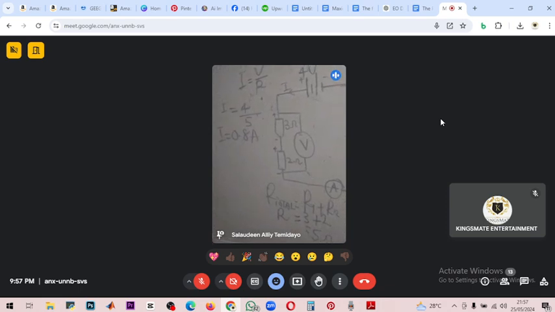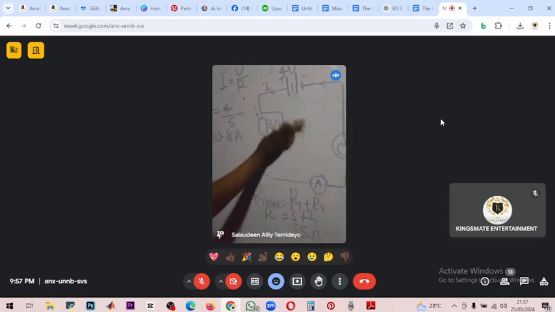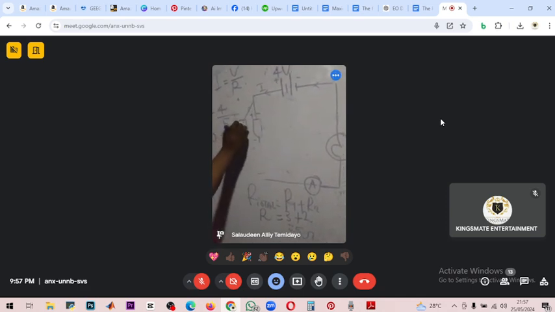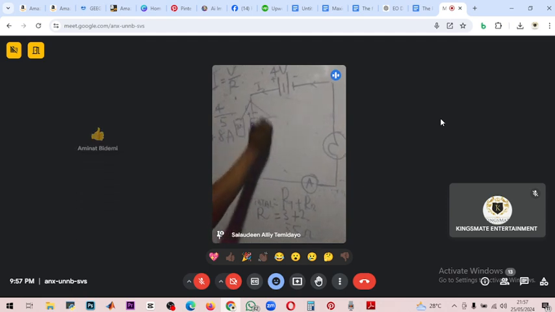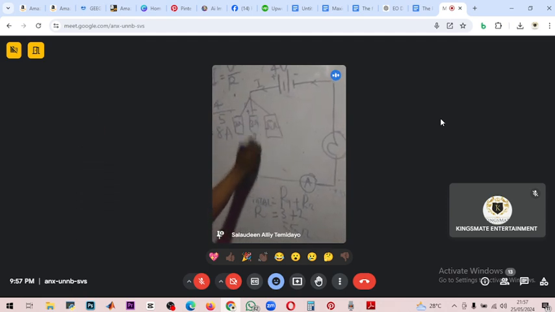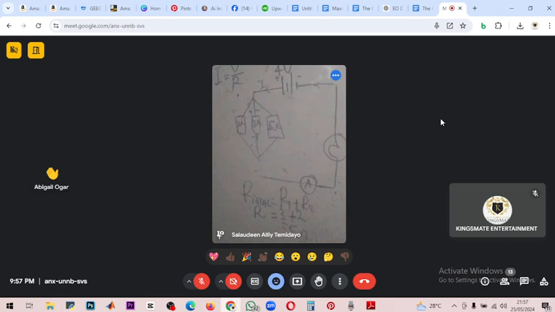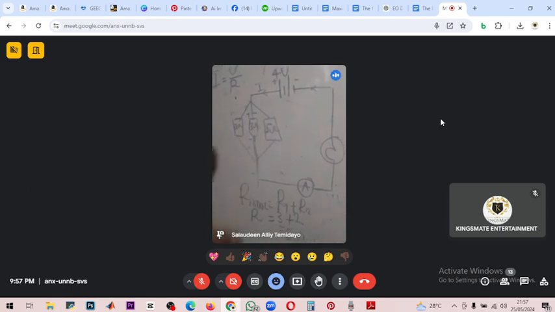But let's change the circuit now. The resistors in the circuit: this is a resistor of 2 ohms, a resistor of 3 ohms, a resistor of 5 ohms. Then the electric current flowing through it will be different.